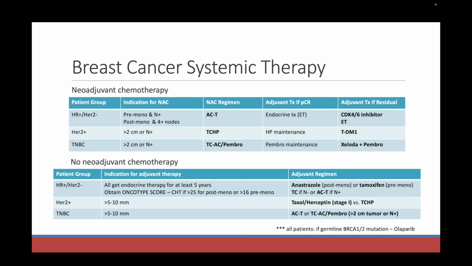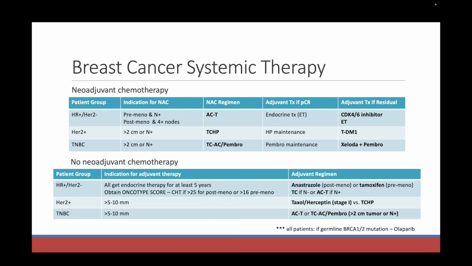So if patients do have a pCR, for the hormone positive HER2 negative, you can just do endocrine therapy. For HER2 positive, you do HP maintenance therapy. And for triple negative, you do pembrolizumab maintenance therapy.